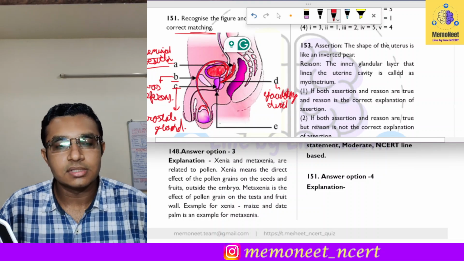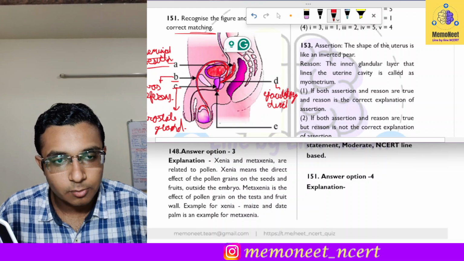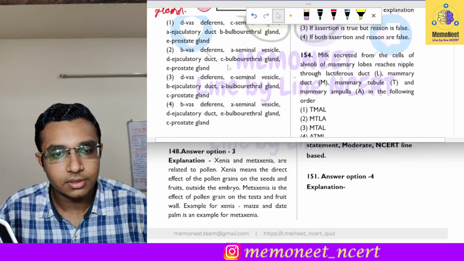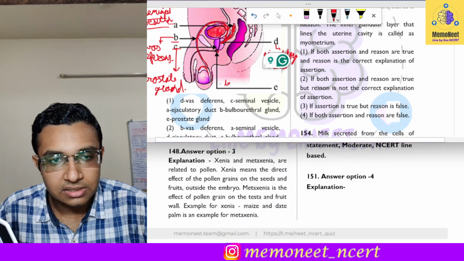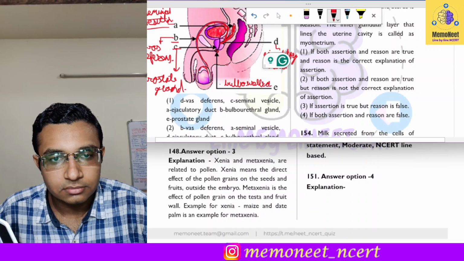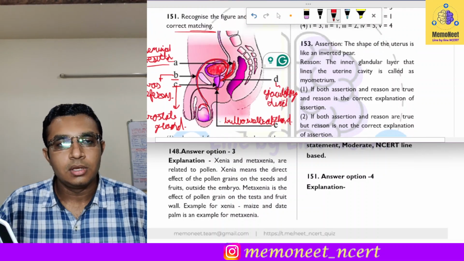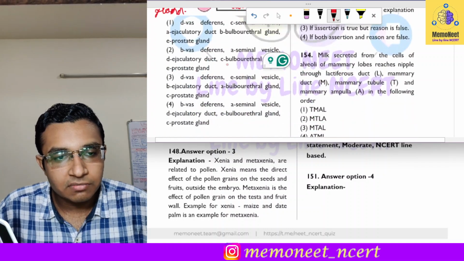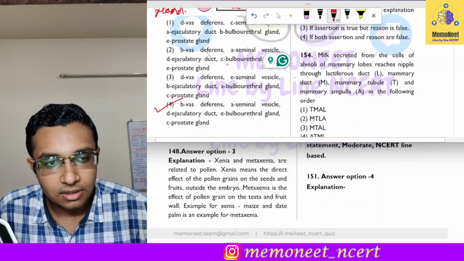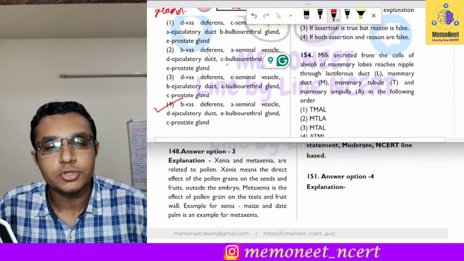Alright, this is how the ejaculatory duct is formed, and this E is a small gland which you can see over here, and it is the bulbourethral gland. So E is the bulbourethral gland, okay. So this is the correct labeling. Now this labeling is found in which option? It is the option 4, okay. So the correct answer of this question will be option 4.